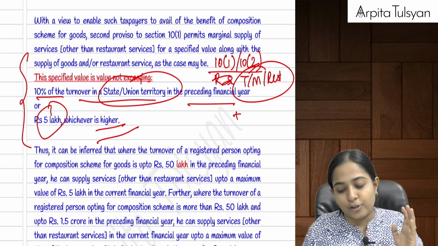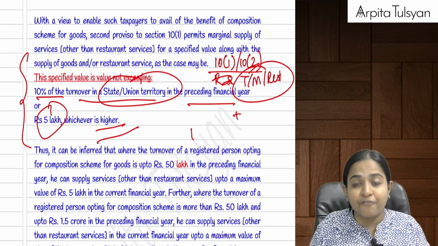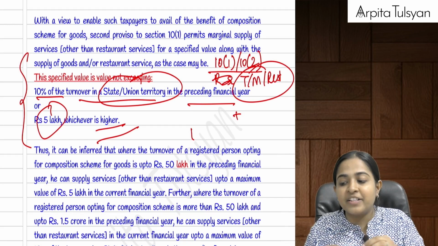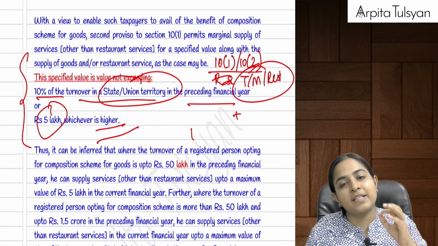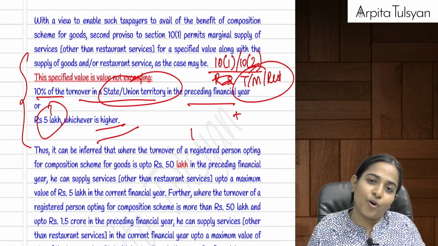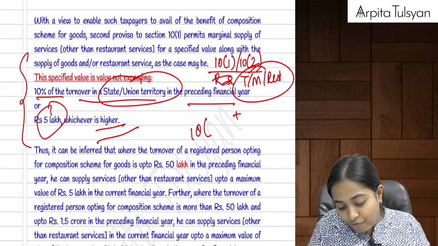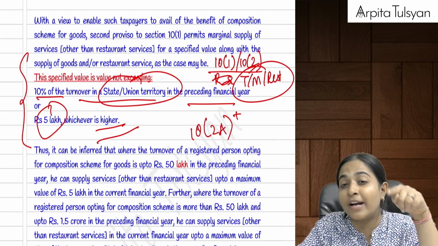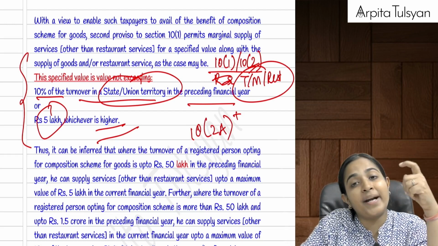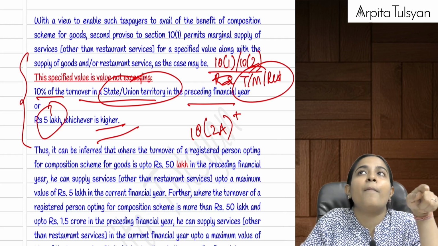Okay, on this also. Achha, but what if this is exceeded? Then in that case, your marginal supply of services cannot be done and you will not be eligible for composition scheme. And what if you are there under 10.2a? If you are there under 10.2a, means in what business are you engaged? You are providing some services, right?